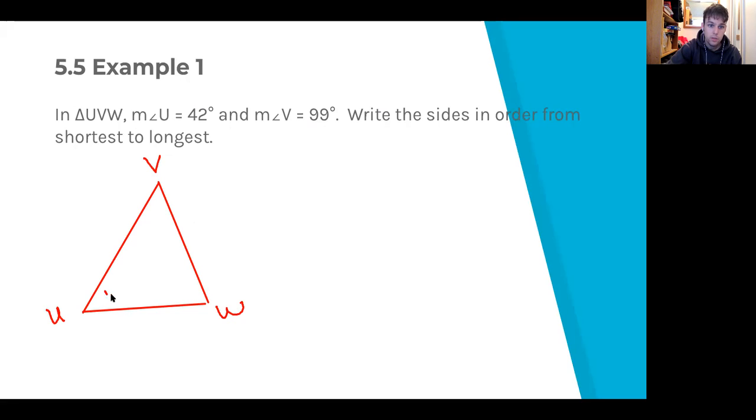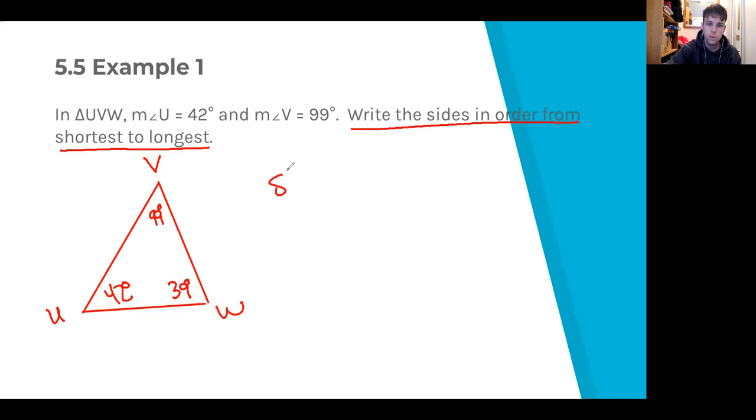The measure of angle U is 42 degrees. The measure of angle V is 99 degrees, which leaves 39 degrees for this one. I had to figure that one out using the triangle sum, they all add up to 180. Write the sides in order from shortest to longest.